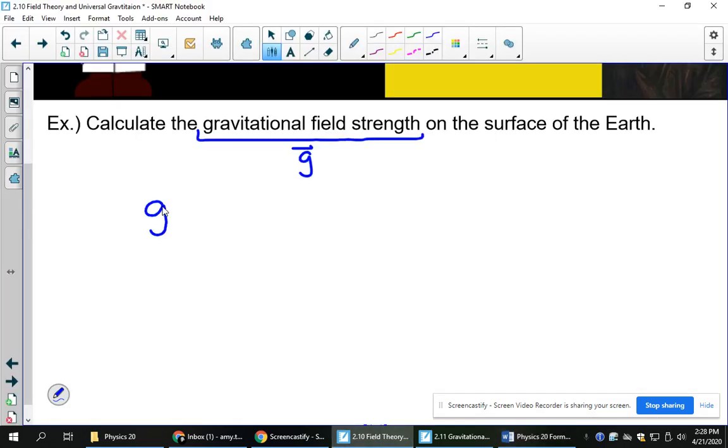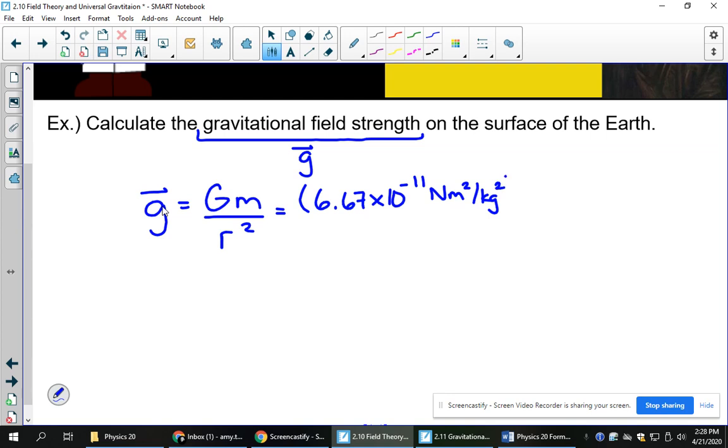Here's the formula that we just created from proportionalities. So we'll sub in. This section is really a test of your calculator work with scientific notation more than anything. 6.67 times 10 to the negative 11 Newton meters squared per kilogram squared, and you're just copying that off the formula sheet. The mass of the Earth, again from the formula sheet, is 5.97 times 10 to the 24 kilograms.